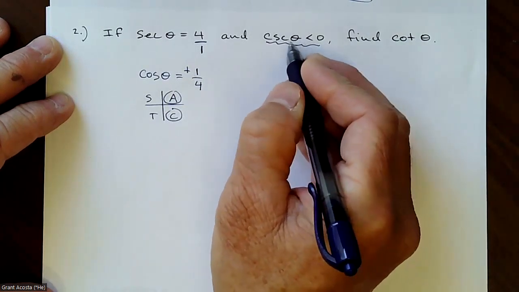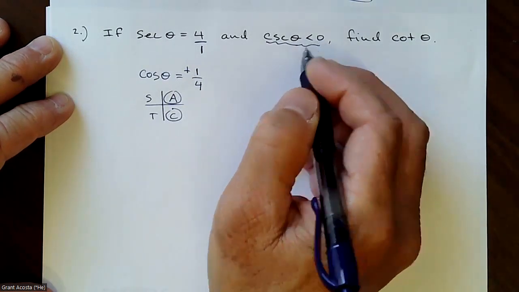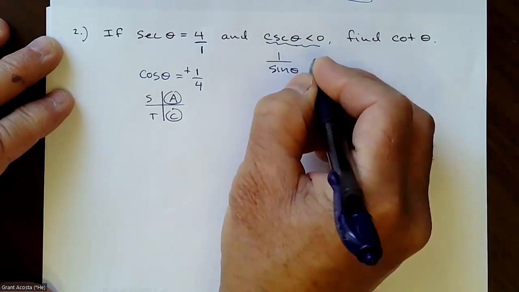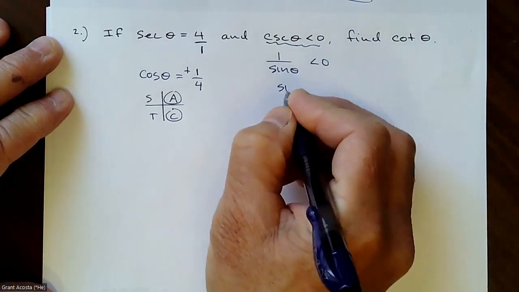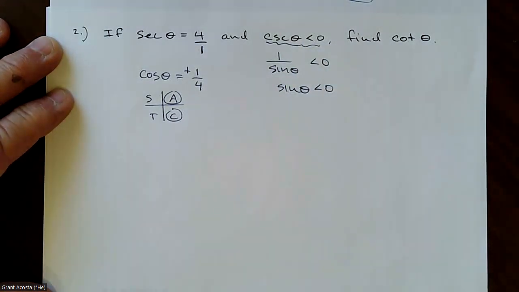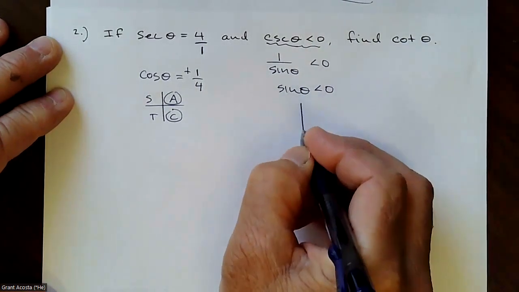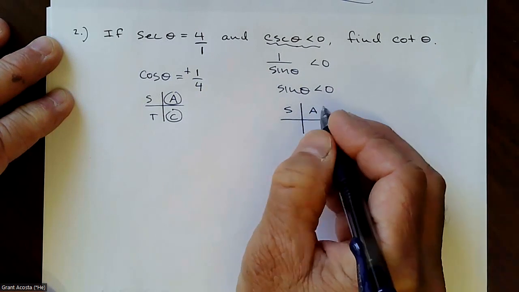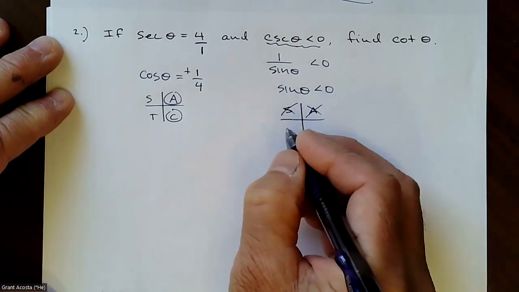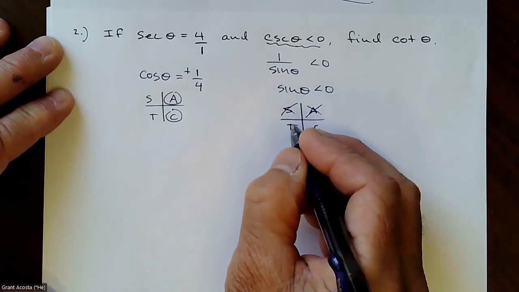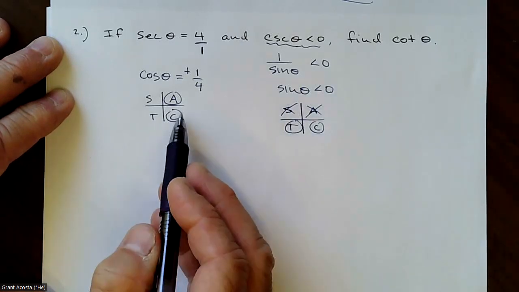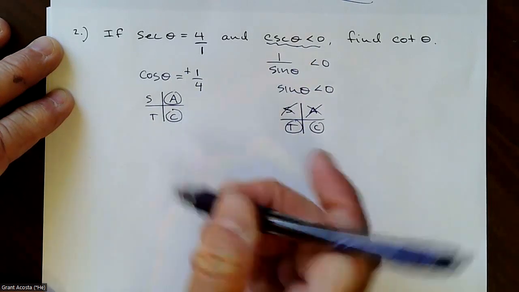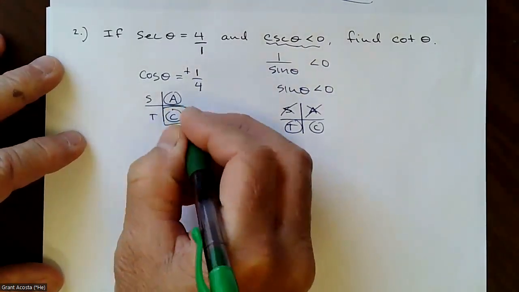If we also know cosecant is negative, less than 0, and we know cosecant is really 1 over sine, that means sine of theta must also be less than 0. And sine of theta is positive in the first and the second quadrant, so it can't be in those two, which means sine could be negative in the third or the fourth quadrant. If we're talking about the same angle, then both of these have to be true, then we must be in quadrant 4.